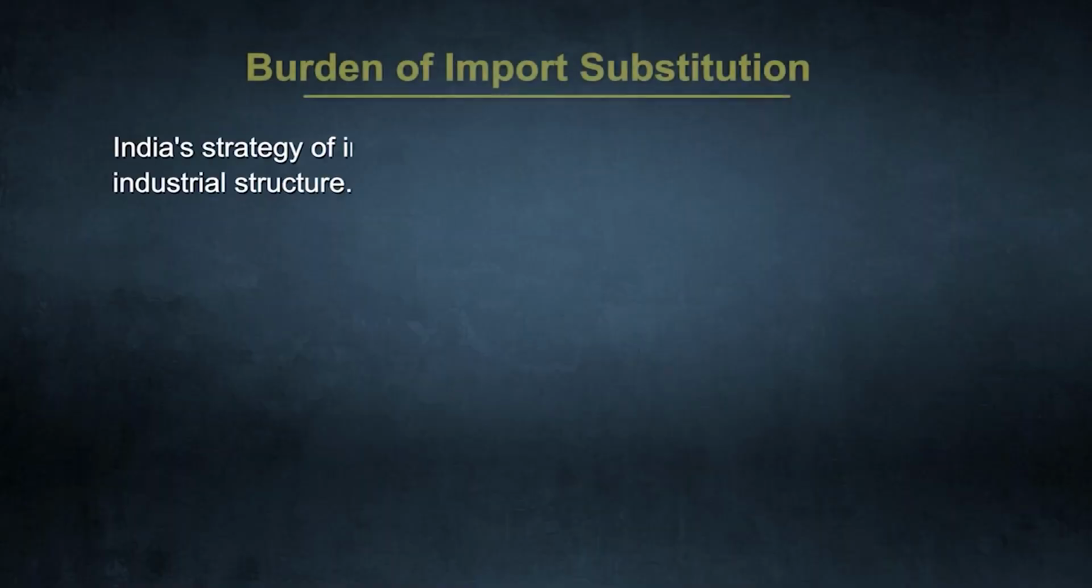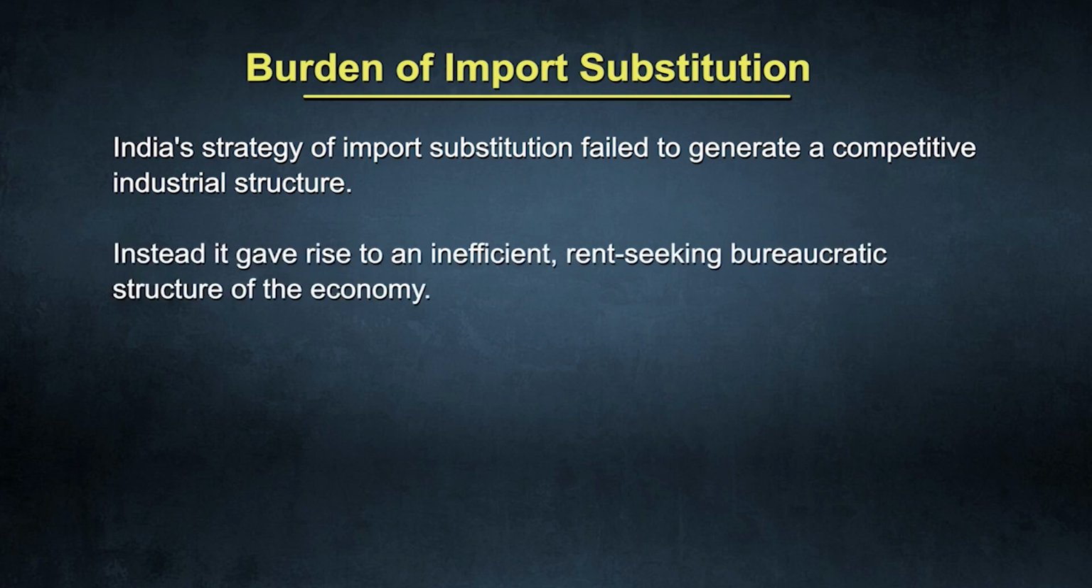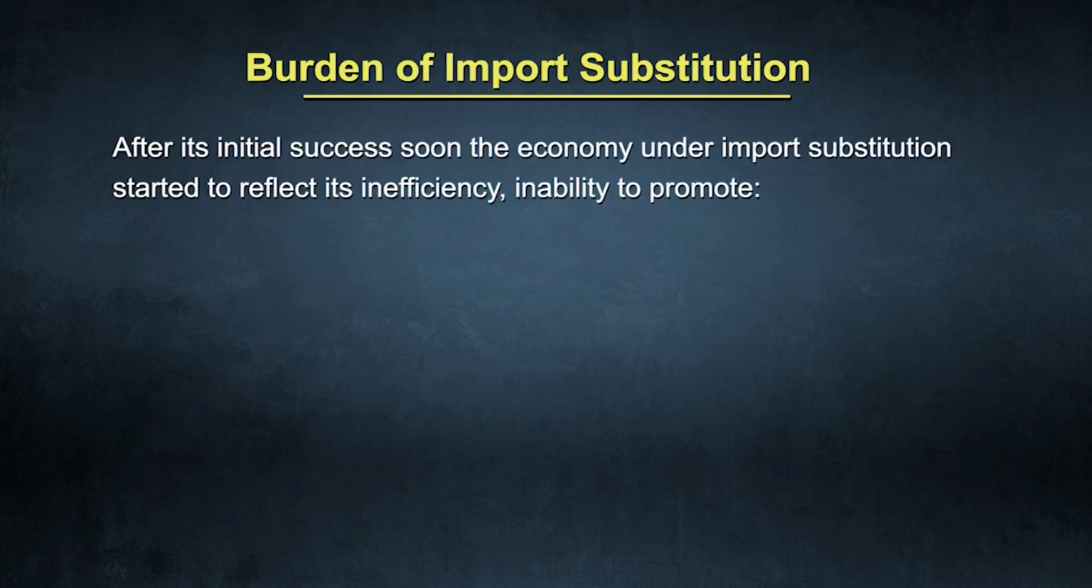But there are some burdens of this strategy also. India's strategy particularly failed to generate a competitive industrial structure. Instead, it gave rise to an inefficient, rent-seeking, bureaucratic economic structure. And in such a structure, a significant amount of productive resources are diverted to wasteful activities like rent-seeking, bribing, lobbying, etc.